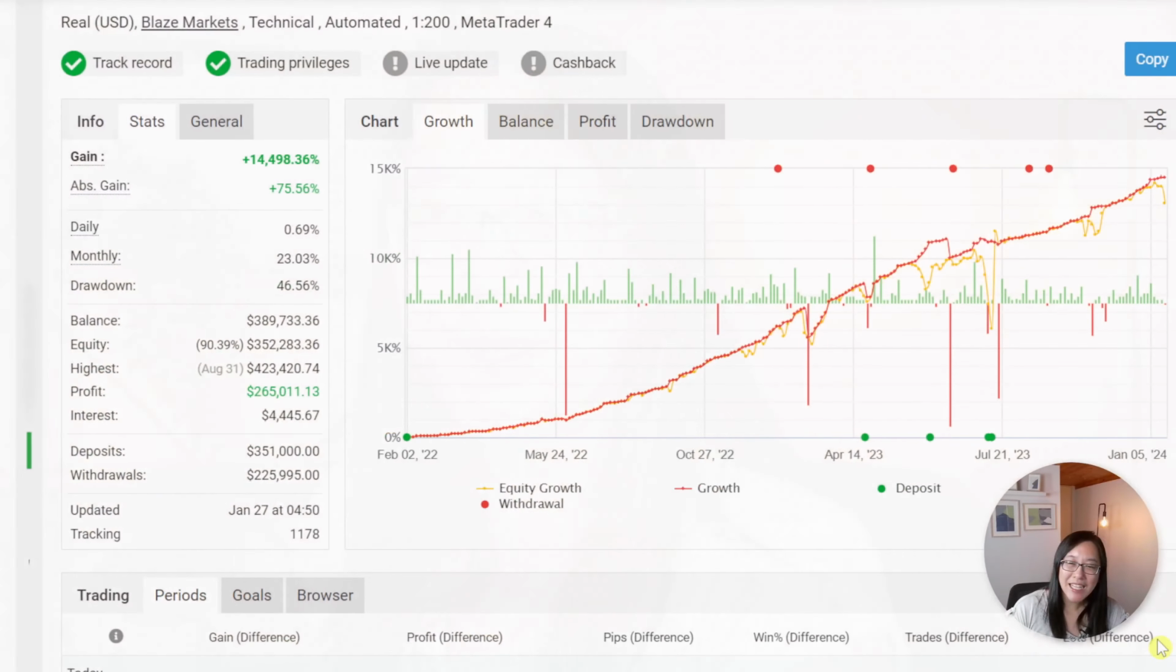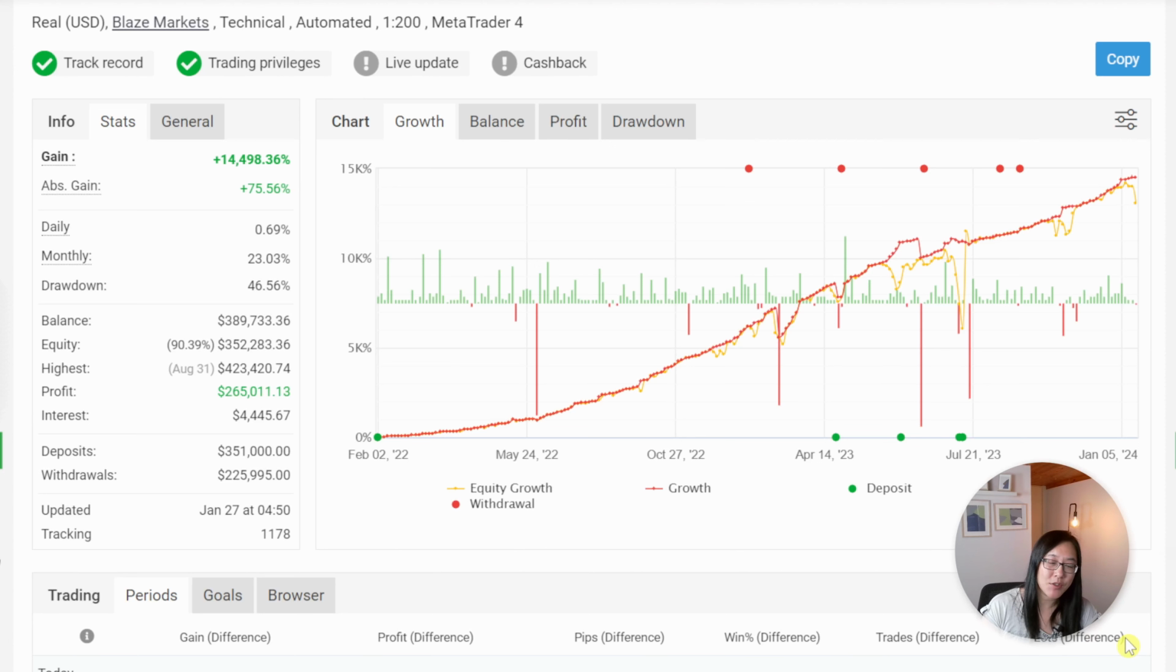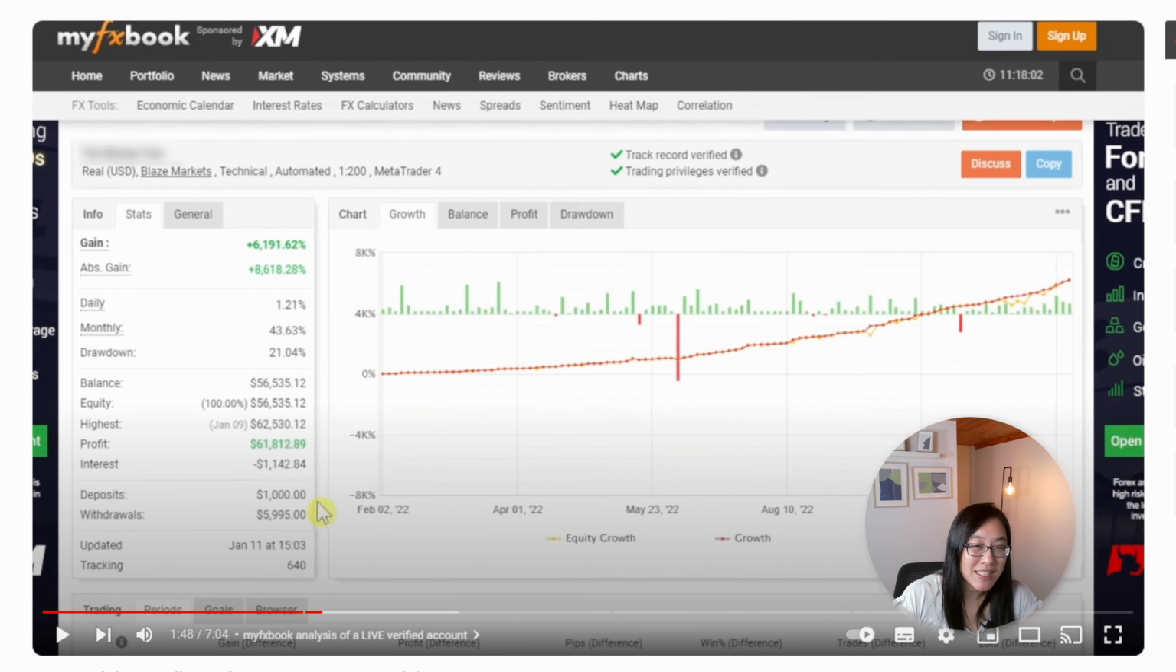So let's take a look at a more complex example. Here I'm on my Myfxbook, and this is not my account, but this vendor is selling an expert advisor, which I'm not going to say what it is. But if we look at the statistics, we can see that the gain on this account is 14,000%. That's amazing, isn't it? This is a screenshot of a video that I made exactly 1 year ago about the exact same expert advisor, and this is the exact same Myfxbook account.